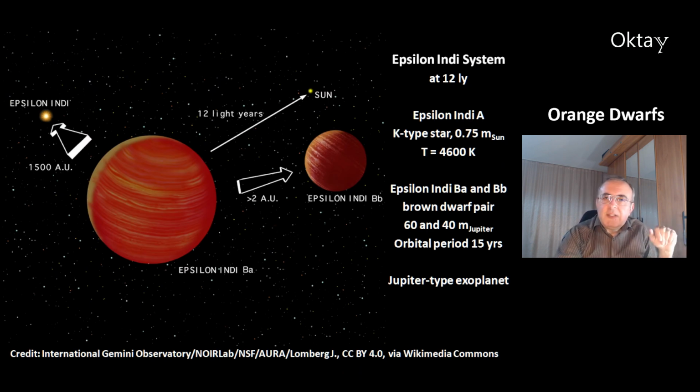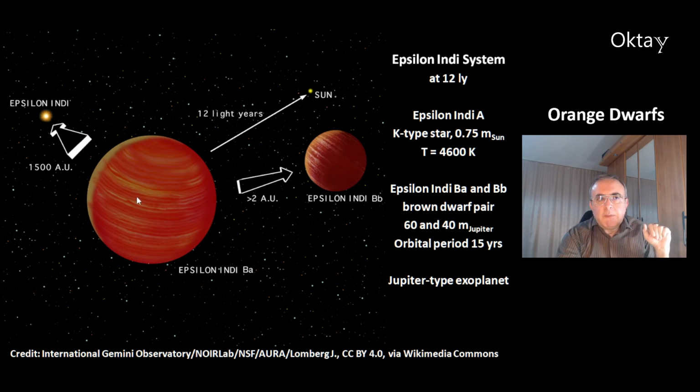There's another very interesting system. That's the Epsilon Indi system at 12 light years distance. At the left, you can see the main star. That's Epsilon Indi A, a K-type star with 75% of the sun's mass. Its temperature is 4600 Kelvin, which is about 1000 Kelvin less than the sun's surface temperature.